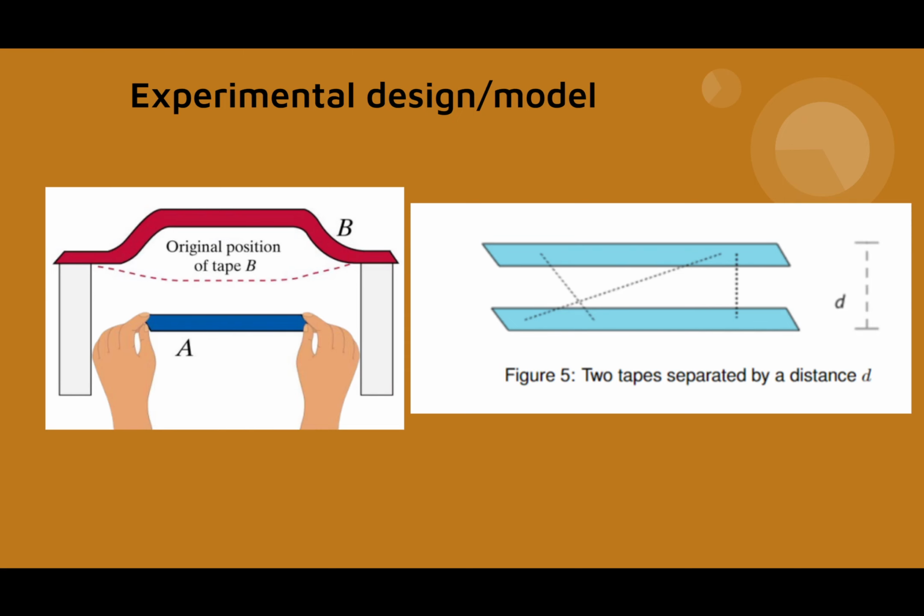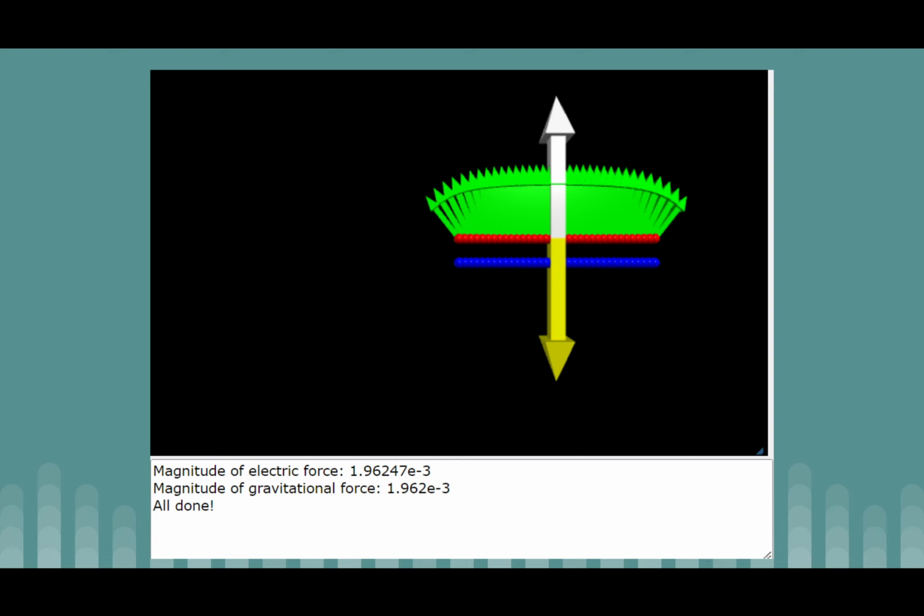Some design from the last experiment: we see tape B, the system that we're working with, set up above tape A, and we're seeing its displacement, and on the right we see two tapes separated by a distance d. And here's a preview of my end model, where the green arrows represent each infinitely small charge contribution from the bottom tape onto the top tape, the white arrow represents the net electric field from the bottom tape to the top tape, and the yellow arrow represents gravitational force. As we can see, the magnitude of electric force and the magnitude of gravitational force are virtually the same.